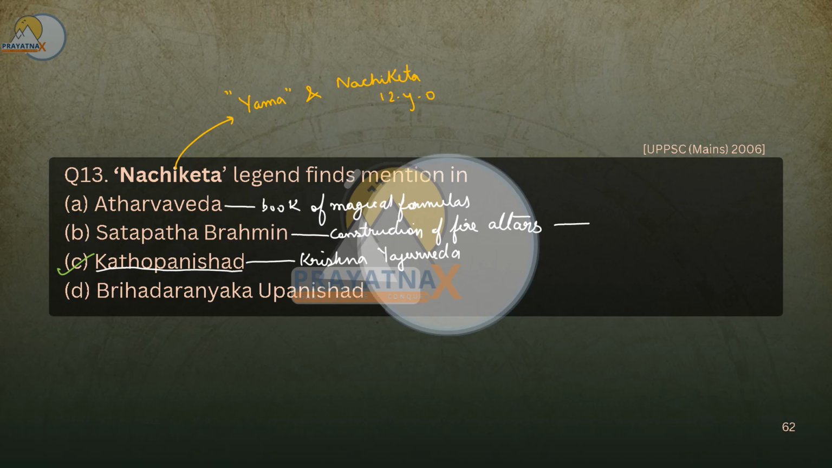And it has a very comprehensive commentary on the Shukla Yajurveda, which is also considered as the white, and Krishna Yajurveda is considered as black. Then Brihadaranyaka Upanishad is basically the oldest Upanishad.